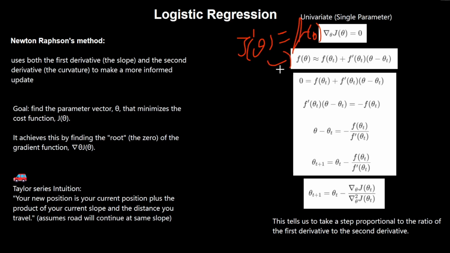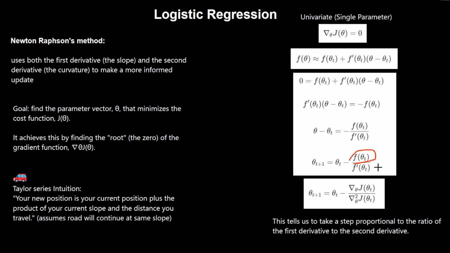We assume it here. So when we equate this to 0, we can just rearrange this simple arithmetic to find the value of theta. We just keep theta on one side and move everything to the other side. If we do that, we will arrive at this equation. So this equation is our update rule.